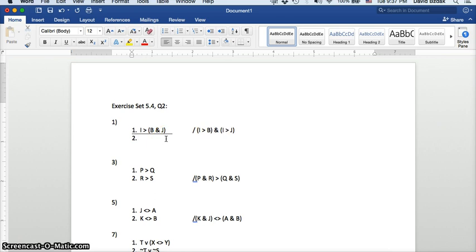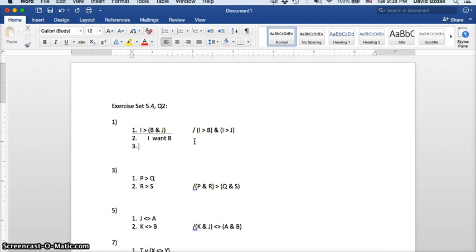If we want to use conditional introduction to get that, we start by indenting and we assume the antecedent of the conditional we're trying to derive, which is I. And then we write want B, because we want to get the consequent of this conditional, which is B. So that line is just that. You don't need any more justification or anything like that. Now you have to keep indenting until you get the conditional.